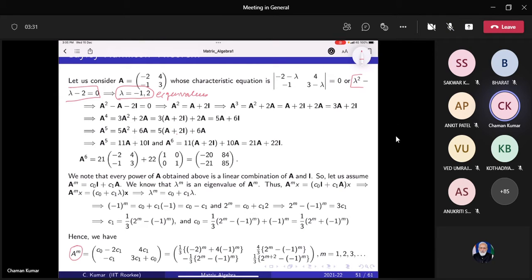Eigenvalues are -1 and 2 in this case. Now, by the Cayley-Hamilton theorem, the matrix A will satisfy its characteristic equation. So this means in this characteristic equation, you replace lambda by A. So you get A square minus A minus 2I is equal to 0. Okay, so this is because of the Cayley-Hamilton theorem.